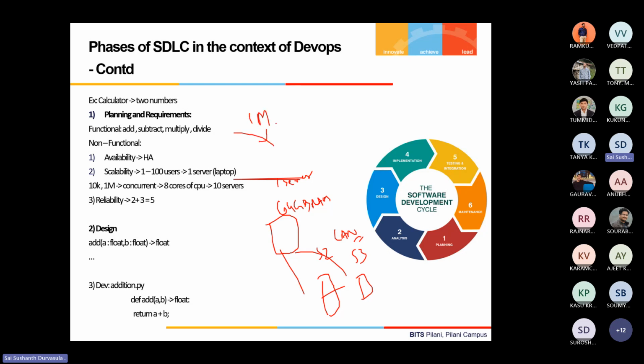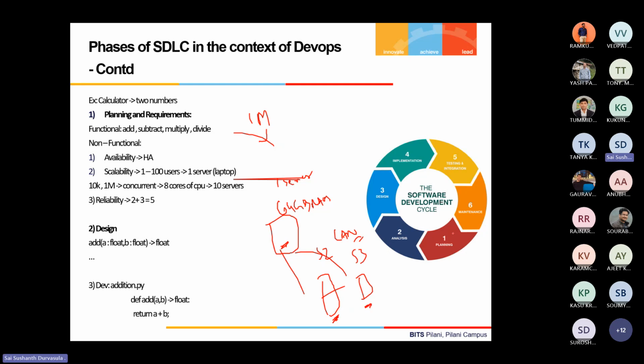Maybe even if there were 1 million requests, you will be able to distribute them to each of these servers using something called a load balancer that balances the load across all of them, right? So eventually you're able to handle more and more user requests.